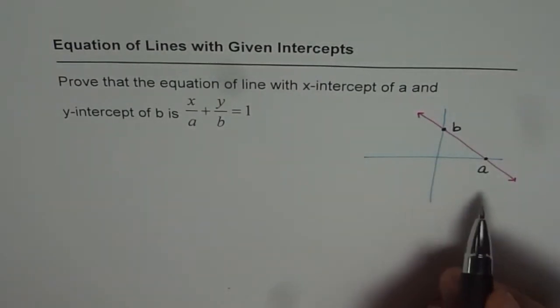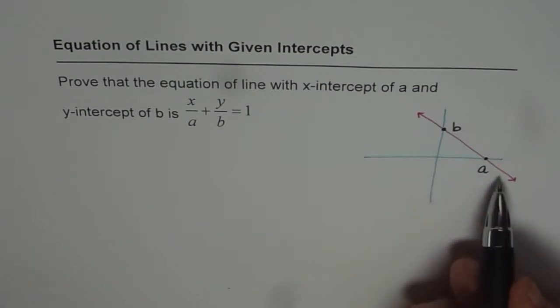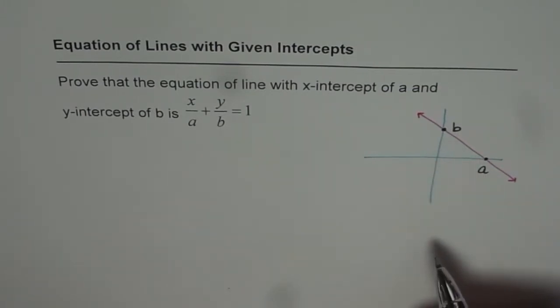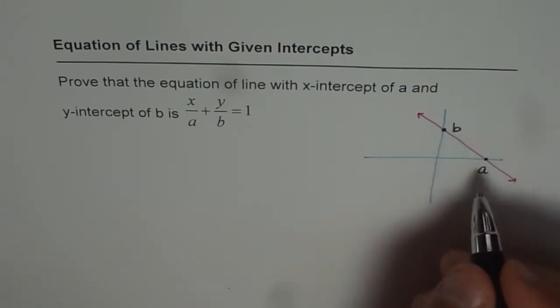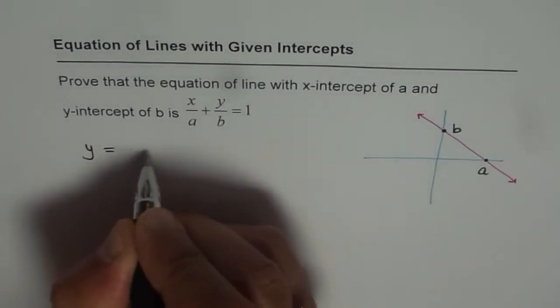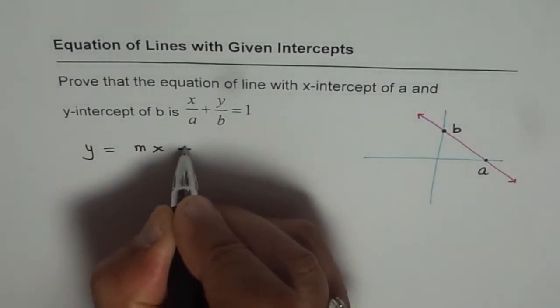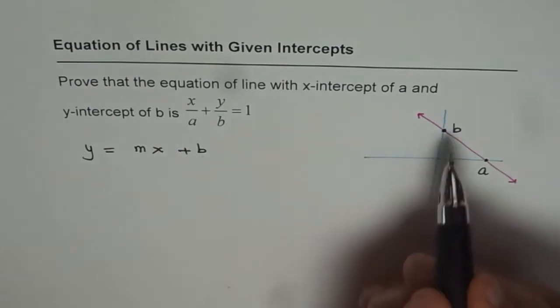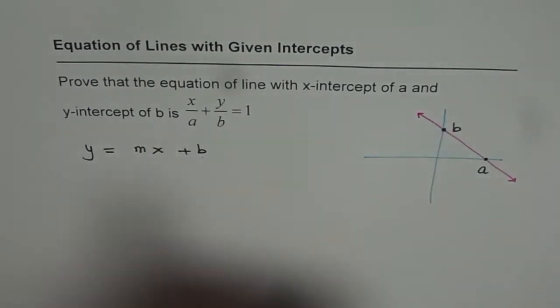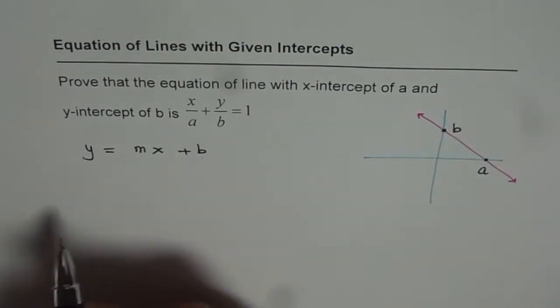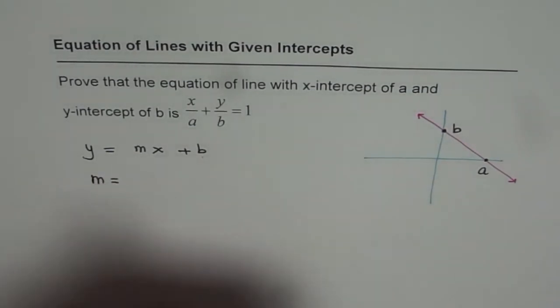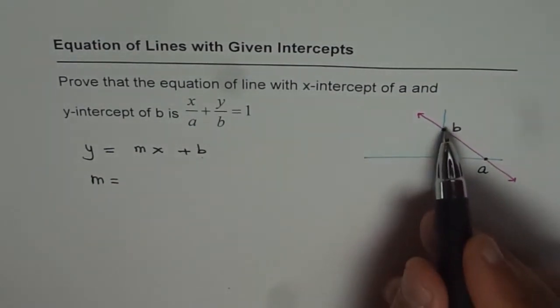Now to find the equation of a line, what we can do is find the slope. We already know the y-intercept, and get the equation, right? So let us say the equation of the line is y equals mx plus b. Now b is the y-intercept, it's already given to us. We need to find the slope m. Now slope m is indeed equal to rise over run.